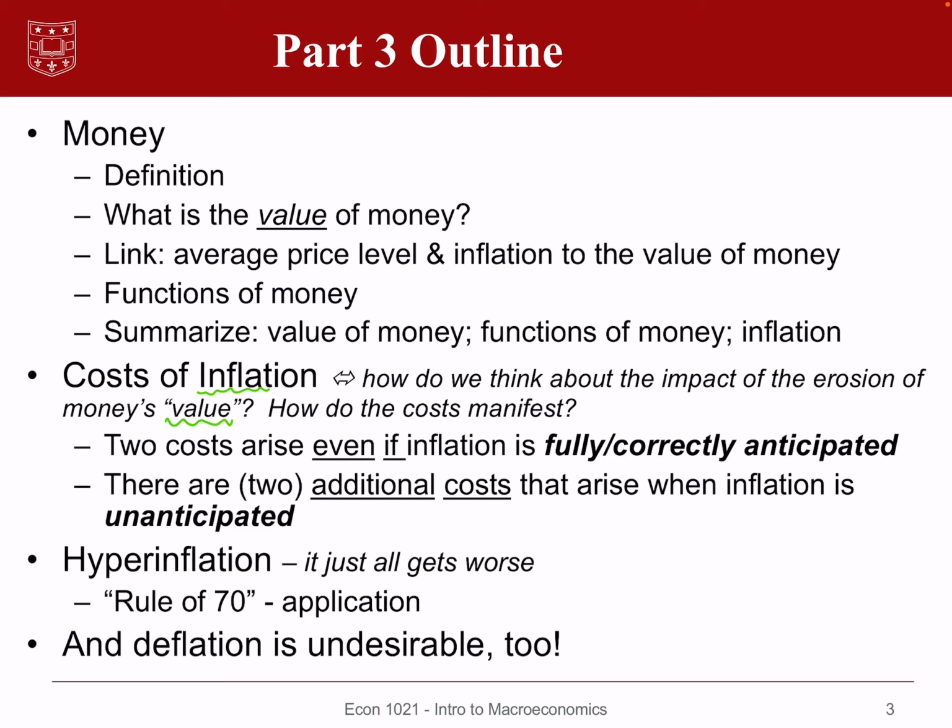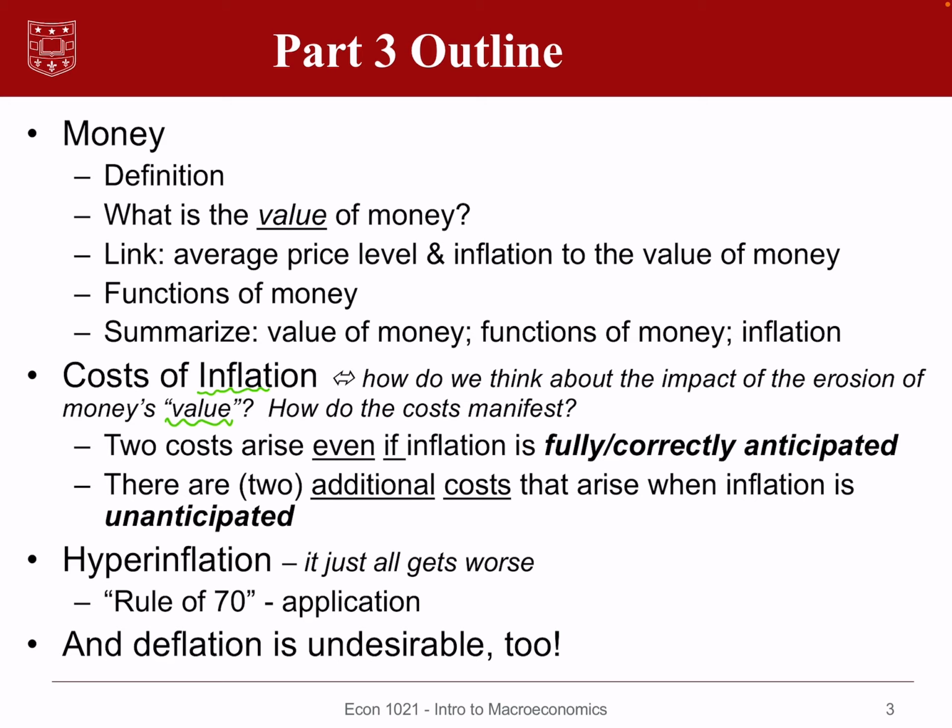So our question is, how are those costs going to manifest? We're going to make a distinction between two possibilities. One is that inflation is correctly anticipated. So for instance, we think the rate of inflation is going to be 3%. A year goes by and inflation is 3%. That would be an example of correctly or fully anticipating inflation. But there are some additional costs that arise when inflation is unanticipated.